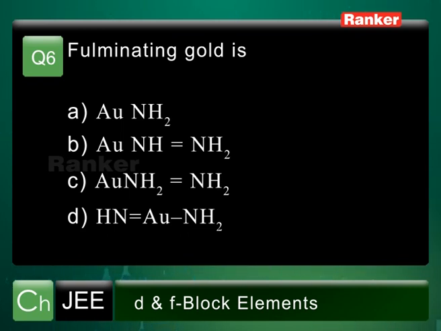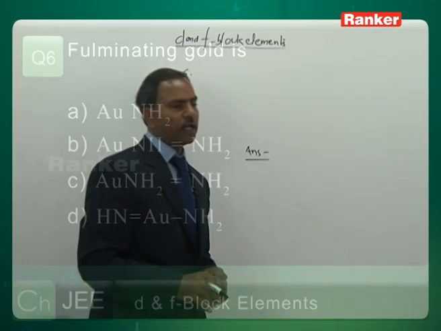Option A is AuNH2. Option B is Au=NH-NH2... Option C is AuNH2=NH2, and option D is Au=NH-NH2. Among all these, what is fulminating gold?